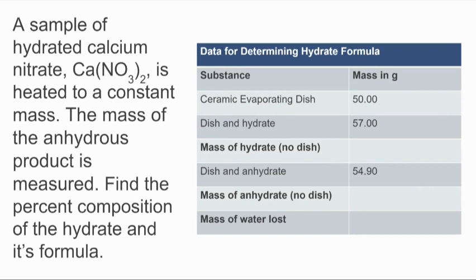All right, let's look at some lab data. If we heated that hydrated calcium nitrate until it decomposed and became a constant mass, showing that all the water molecules have evaporated off, we have a data set that's shown below. Take a second and process your data and calculate the mass of just the hydrate without the dish, the mass of the anhydrate, the anhydrous portion, and how much water was decomposed or evaporated in the process.